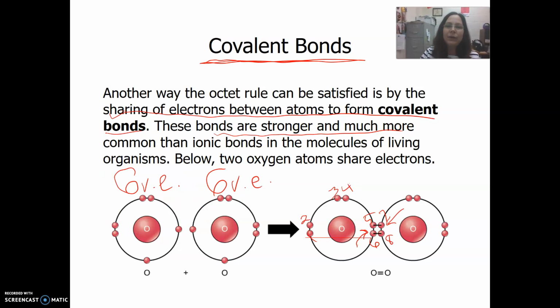And by the way, each one of these lines represents a covalent bond between those 2 atoms. If you have one line, that means 2 electrons are shared. 2 lines is a double bond, and it means 4 electrons are shared. Or you could say a pair of electrons are shared. I'm sorry, 2 pairs of electrons are shared.